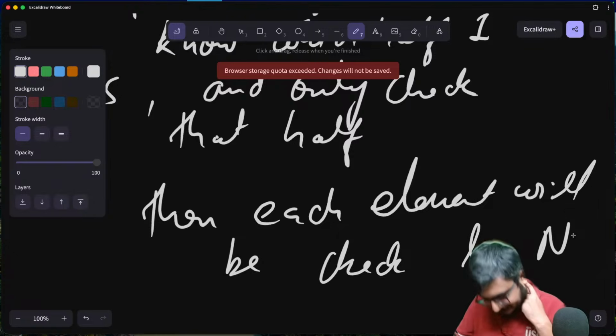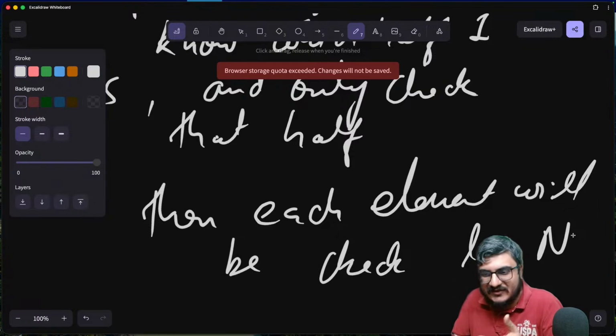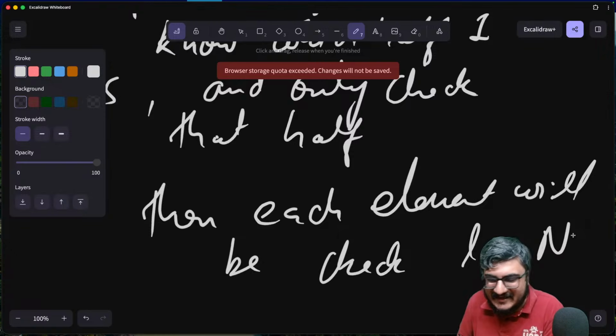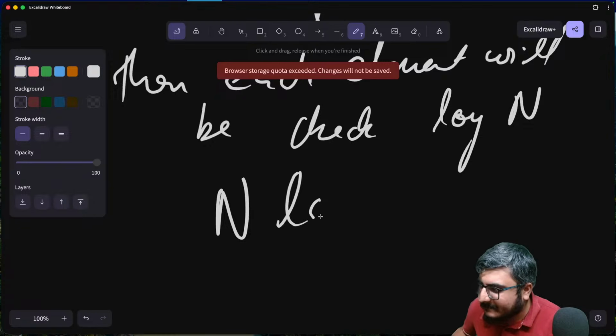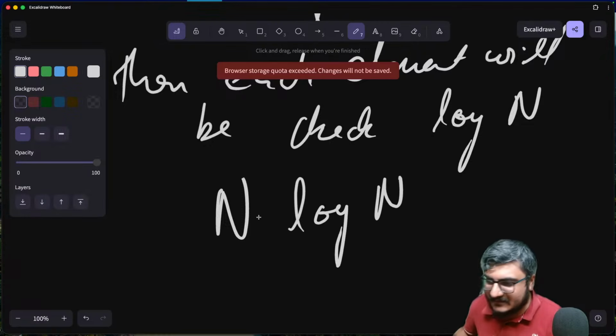Does this sound fair? If you magically know which half an element is, then the moment you inspected it, the segment that element was part of, the size decreased by half. Next time when you checked it, again that size became half. Next time when you checked it, again it became half. So the number of comparisons you will do is n log n. Does this sound right? If you magically know which half one is, then the total number of checks you are doing is n log n.